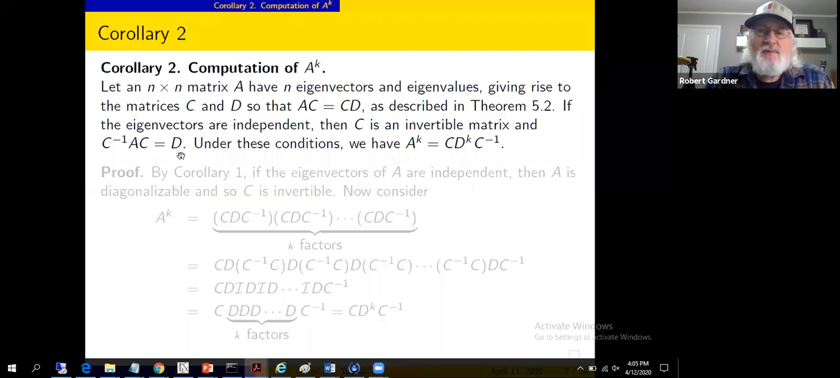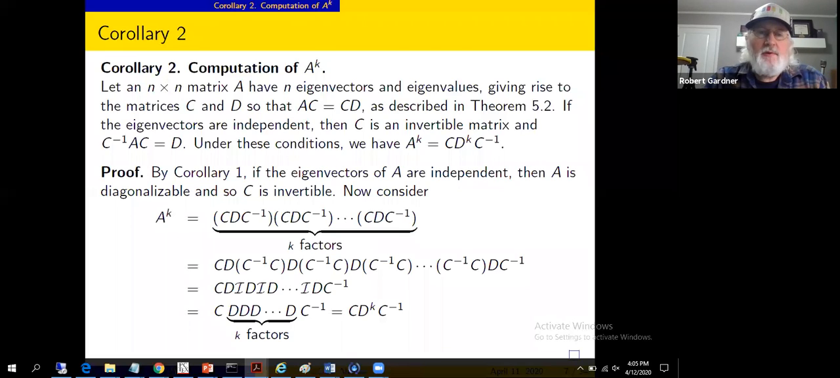A diagonalizable matrix means this. Then we can compute A to the k is C D to the k C inverse. All right, here's why. Computationally, it's a piece of cake. I need to convince you probably this is useful still.